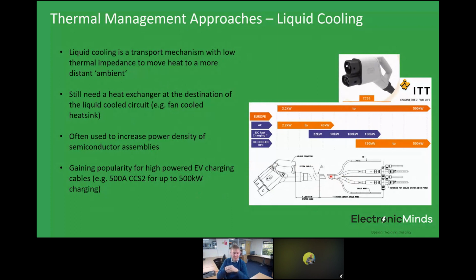So what the liquid cooling does here is it allows us to reduce the amount of copper. So we start to increase the dissipation in the cable, but the liquid cooling then extracts that heat away. So we can have a very high power DC rapid charging cable that we can still pick up. So that's starting to gain popularity now for much higher powered EV charging systems.